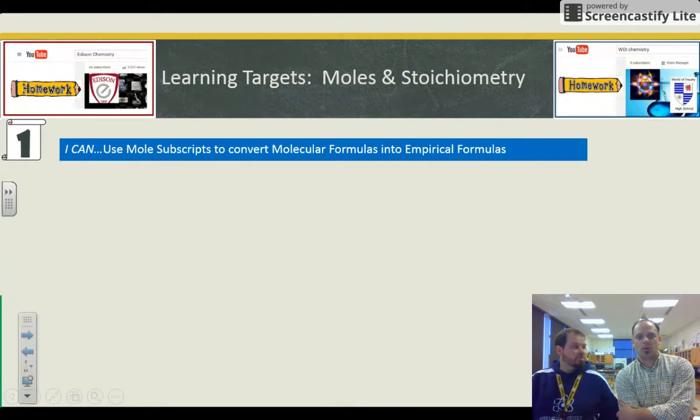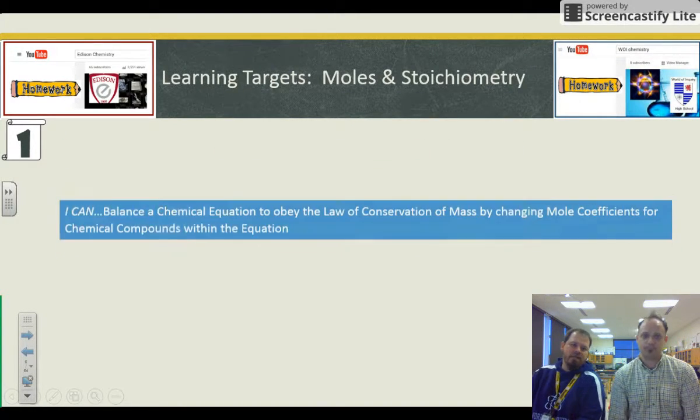Subscripts. We're going to go into detail about what the little numbers mean when we write chemical formulas. And we're going to clarify the difference between the two types of formulas, molecular formulas and empirical formulas. You're going to have to be able to say, I can convert from one to the next. It's really simple. Empirical is just the reduced form, so it's not that bad.